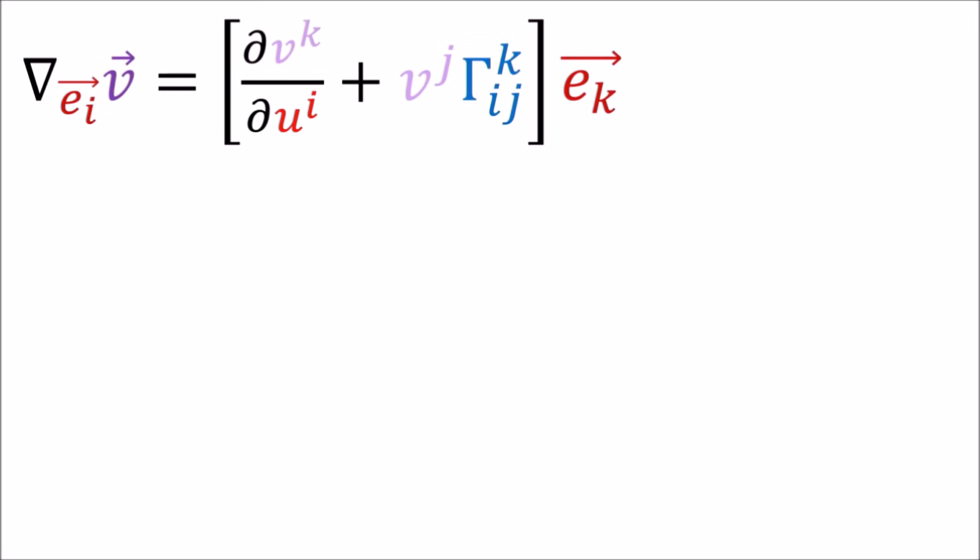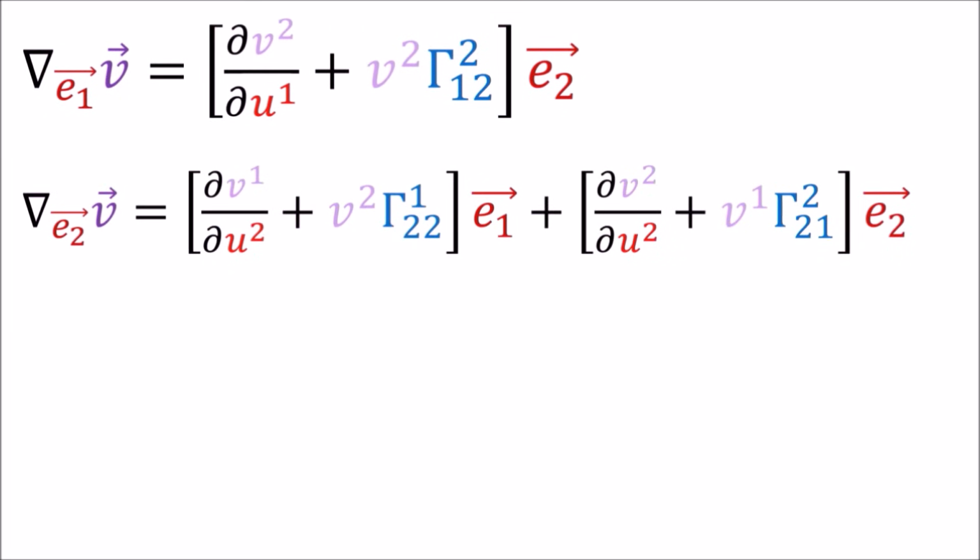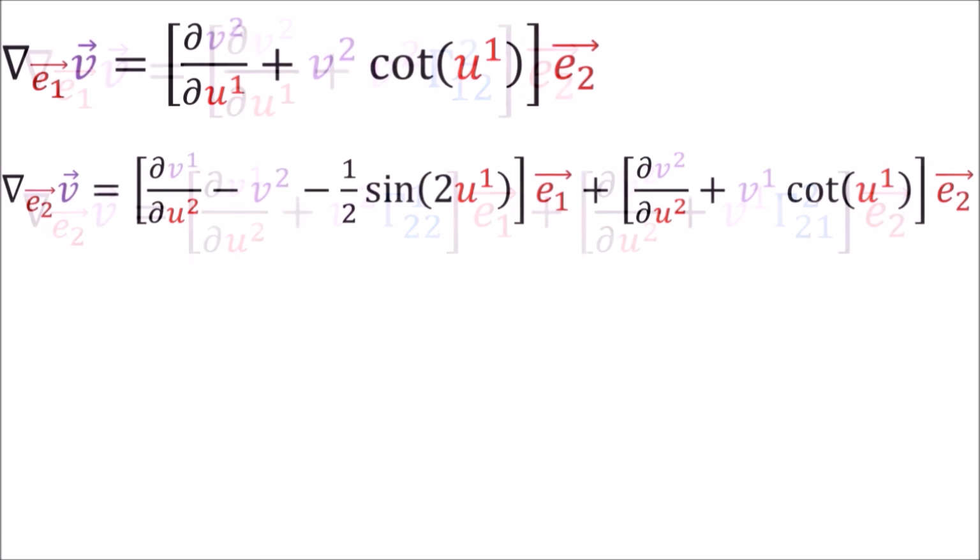So going back to the covariant derivative formulas, there's actually 2 formulas here, one for i equals 1 and one for i equals 2. And we have implied summations over j and k here, but since so many of the Christoffel symbols are 0, we just end up with a few terms in this summation. So subbing in the formulas for the Christoffel symbols, we get this. And these are the final formulas for the covariant derivatives in the u1 and u2 directions.